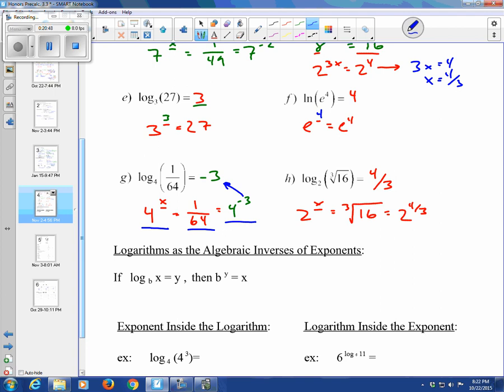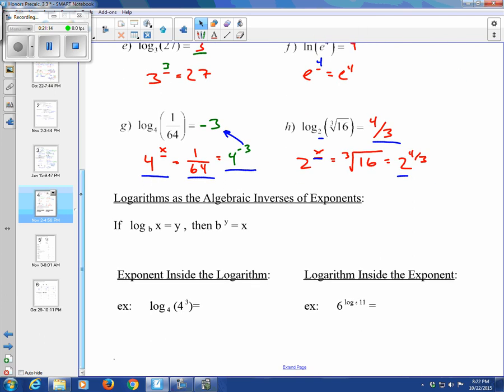Right here, we've got log base 2 of the cube root of 16. So what do I have to raise 2 to in order to get the cube root of 16? We can represent the cube root of 16 as 2 to the 4/3 power, and so we would get 4/3 as the exponent we would have to raise 2 to in order to get the cube root of 16.